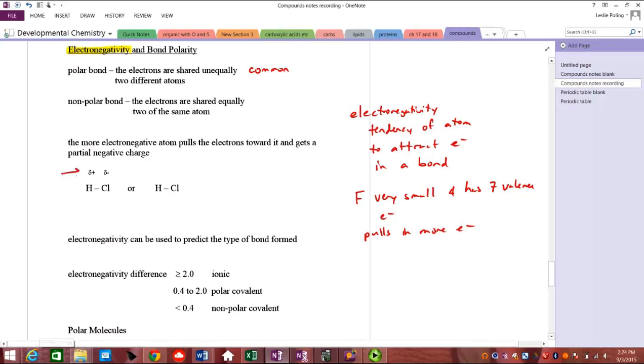So we've got right here, those are lowercase Greek deltas, and that's for partial positive and partial negative. So the hydrogen's partial positive, the chlorine's partial negative. We can also show this by showing a positive charge, like a plus sign, over the partially positive one, and an arrow towards the negative one. And this can show the dipole in the whole molecule.